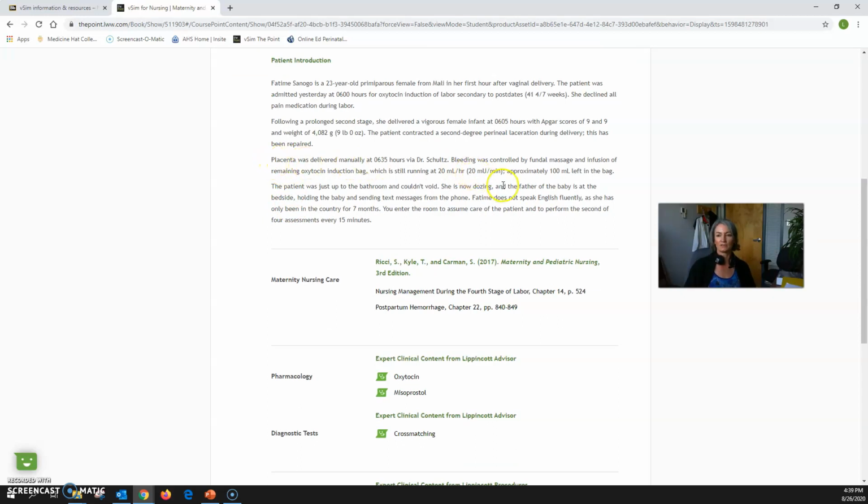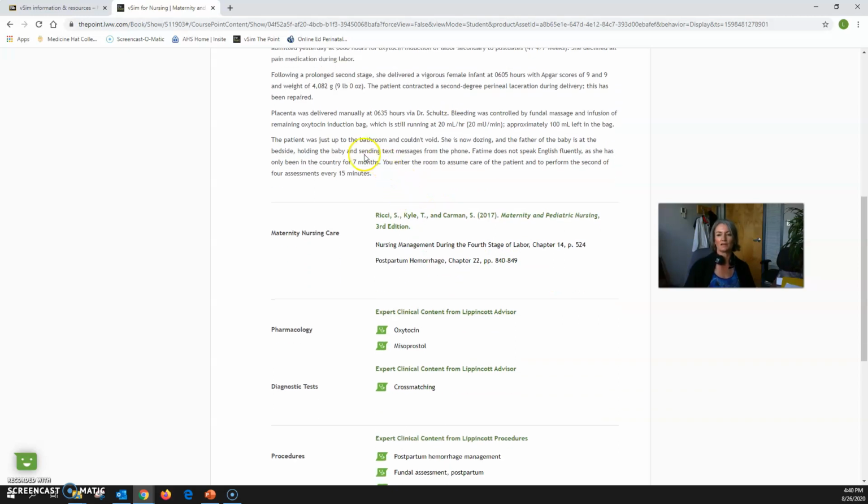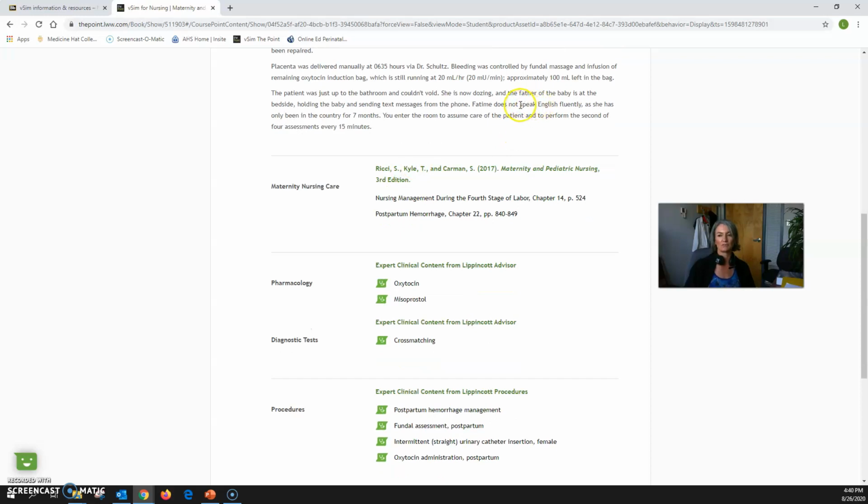Placenta was delivered manually. We had to control the bleeding with fundal massage, but again, is that normal or abnormal immediately after the delivery of the baby and placenta? She's just up to the bathroom and she could not void. Again, ask yourself, what are some of the things that potentially contribute to increased bleeding, or what are risk factors? What are some of the nursing interventions we do routinely to help decrease risk of bleeding? And then, of course, we have someone who does not speak English fluently. Okay? And now you've gone in to take care of her.